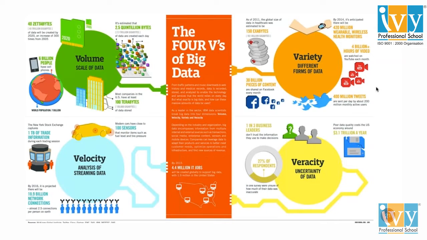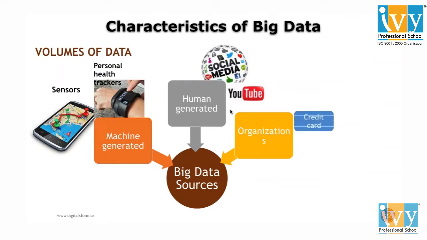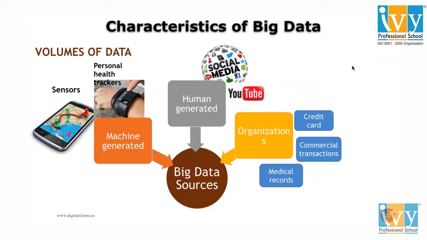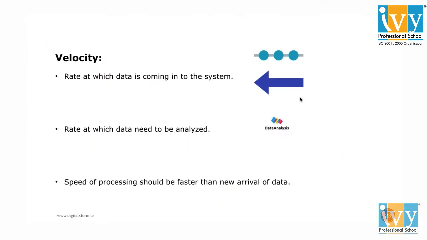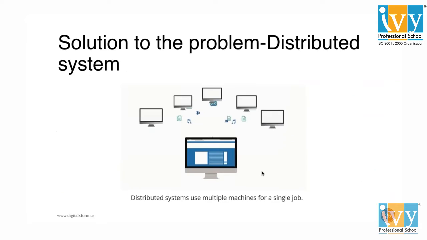Then veracity, you have uncertainty of data. The data might not be of good quality. Maybe we're not going into detail on that. So volume of data can be machine generated from sensors or personal health trackers, human generated from social media or YouTube. Organizations might be generating big data: credit card information, commercial transactions, and medical records as well. So here I'm walking through very fast, because I'm doing it for people who don't know about it. So velocity, like I told you, and variety: you see this is structured data in the form of Excel sheets, rows, columns, that is structured. Unstructured is this type of data.